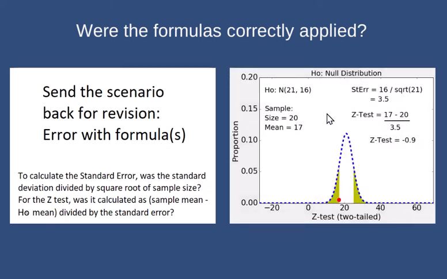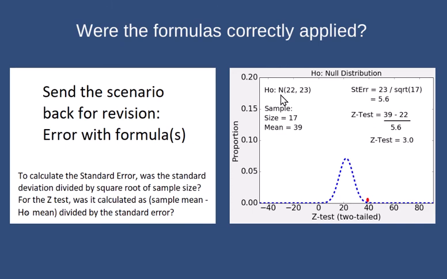For our next scenario, we're going to take a look again at our null hypothesis distribution. This one has a mean of 21 and a standard deviation of 16. Sample size is 20 and the sample mean is 17. So in calculating the standard error, we take the standard deviation of 16 divided by the square root of sample size. Sample size is 20 and this used 21. So that's incorrect. We send the scenario back for revision. So there's 10 such trials.